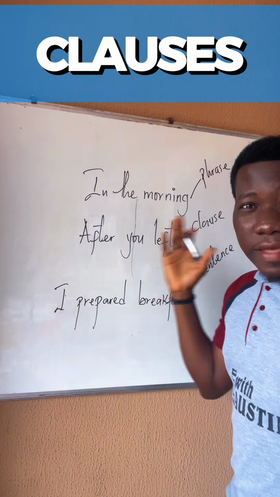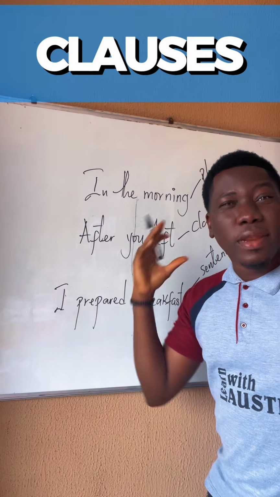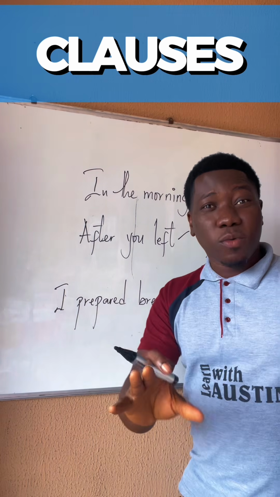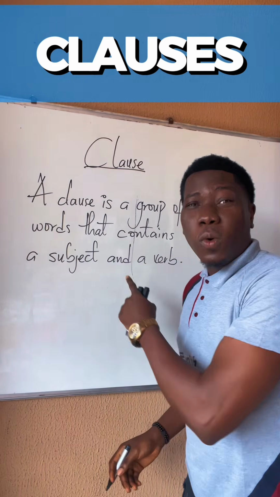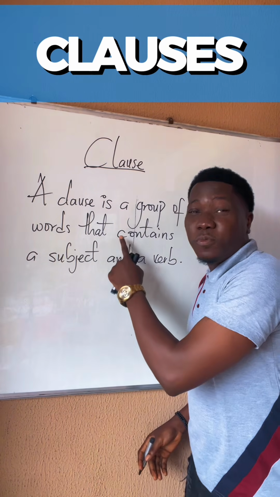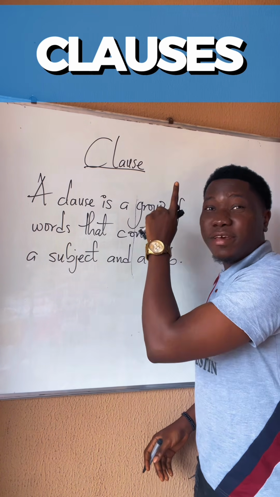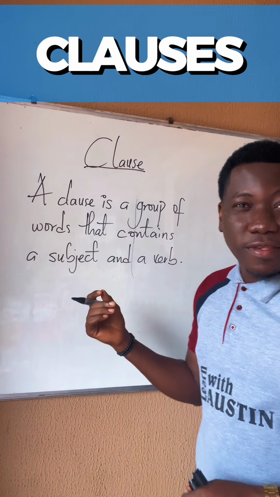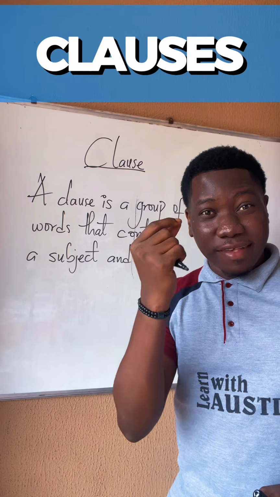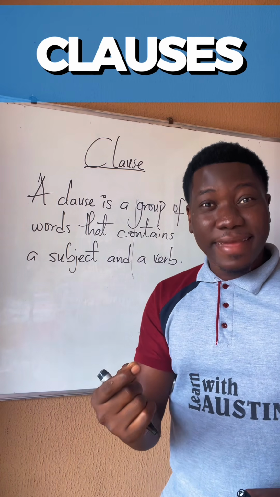So you see, they are different. They function differently. What exactly makes them different? Today, we're going to talk about a clause. What is a clause? A clause is a group of words that contains a subject and a verb. If it contains a subject and a verb, then it's a clause.